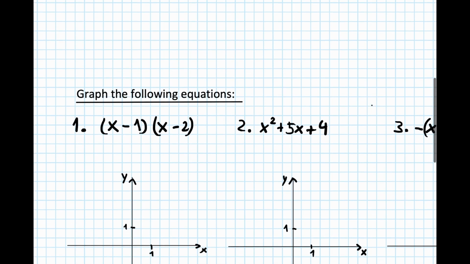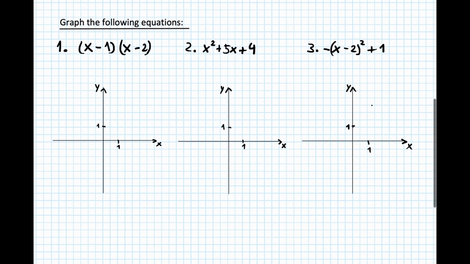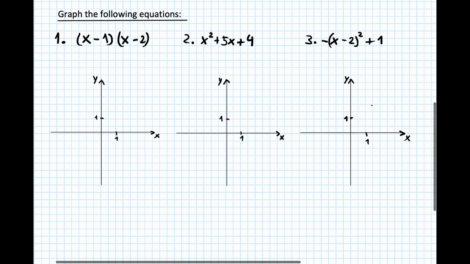Alright, let's go to the next exercise. This one we will look at the equation and try to draw a graph. So if you want, just pause the video right here and try to graph these by yourself. So the first one we'll do based on the intersections, or the x-intercept.